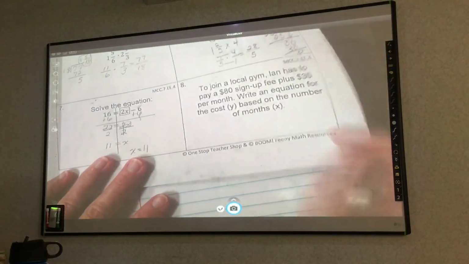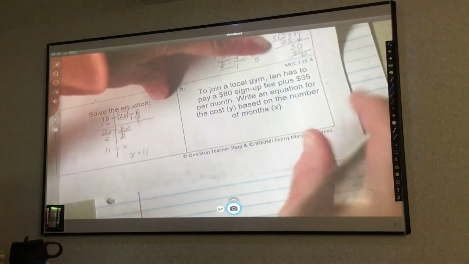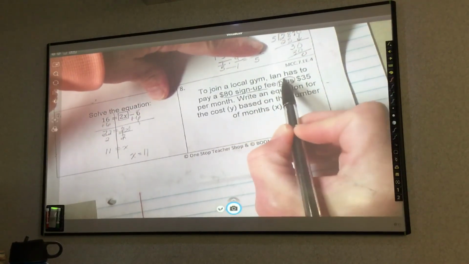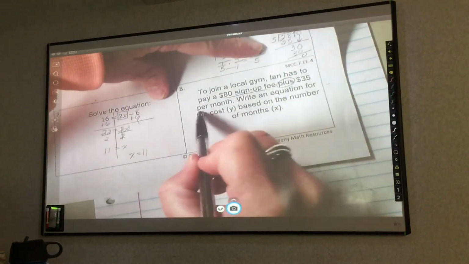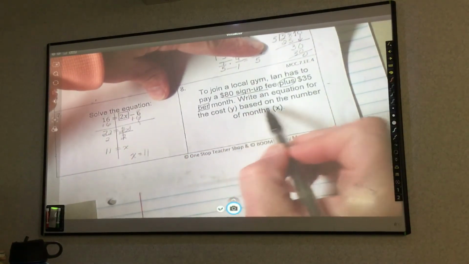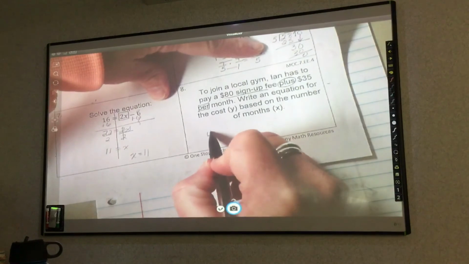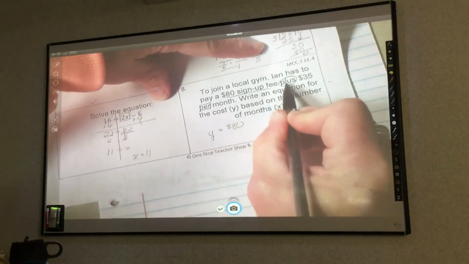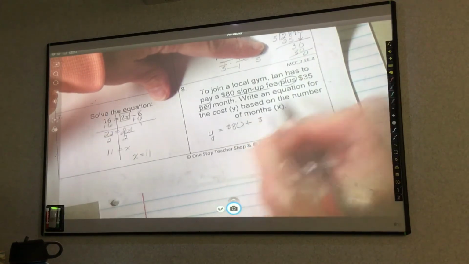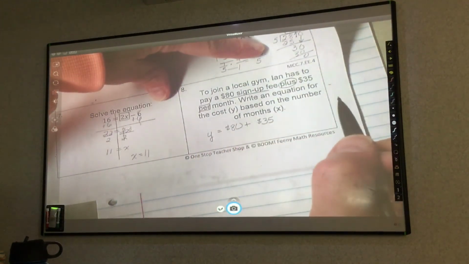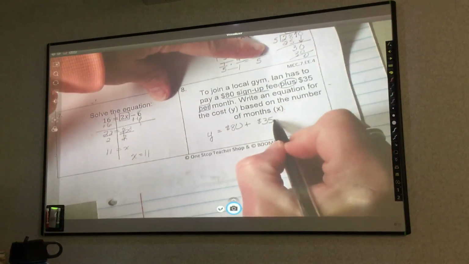To join a local gym, Ian has to pay $80 sign-up fee plus $35 per month. Write an equation for the cost y based on the number of months. So y is our cost. Our setup fee is $80 plus $35 per means to multiply. Do I know how many months? No. So I put an x.